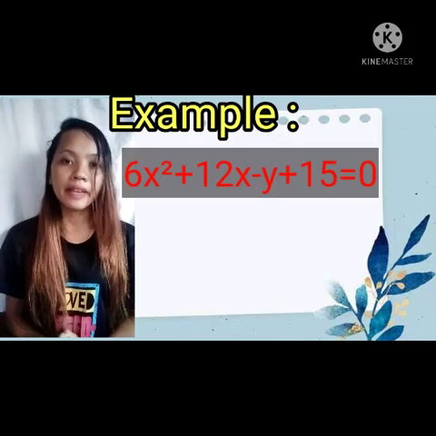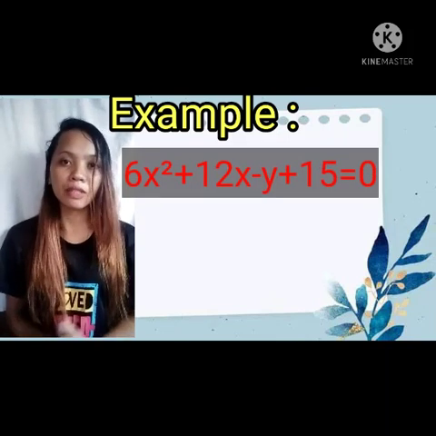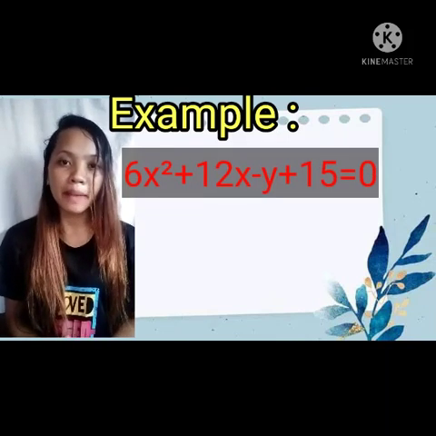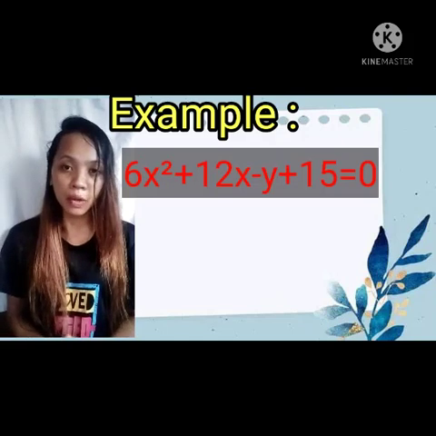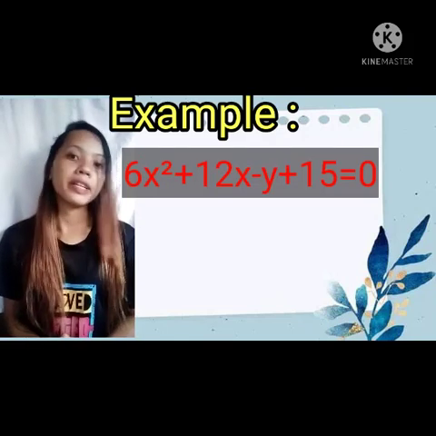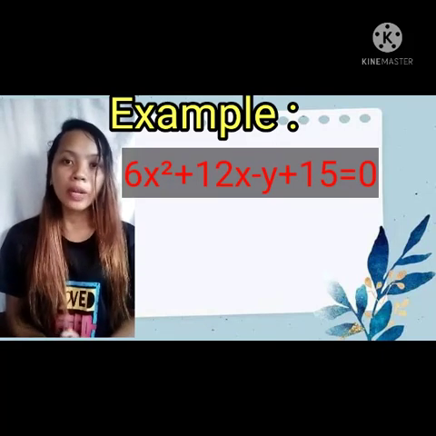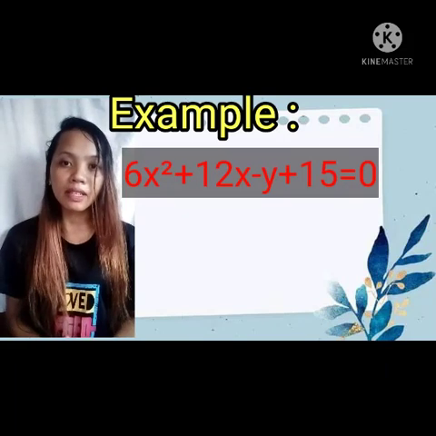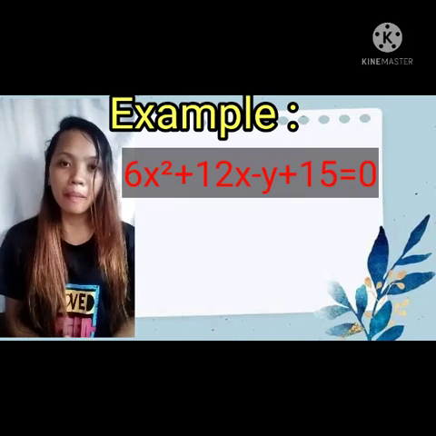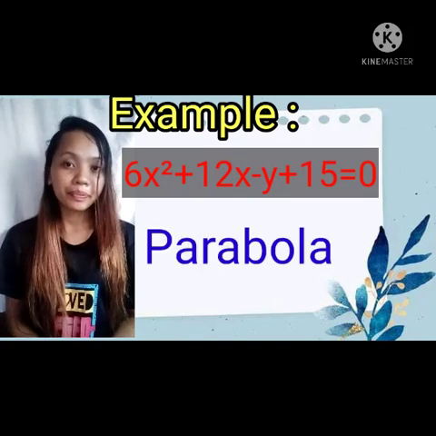For number 2, we are given 6x squared plus 12x minus y plus 15 is equal to 0. Are both variables squared? Yes or no? No, because only x is being squared. We only have x squared. Since the answer is no, therefore, this is exactly a parabola.